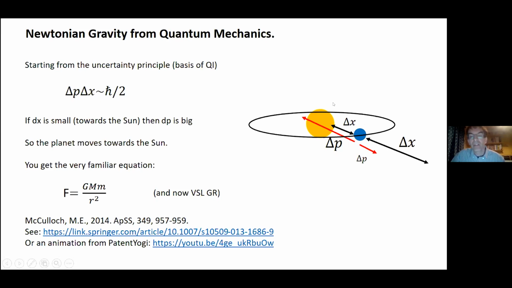So you can put these values into Heisenberg's uncertainty principle, and whenever dx is small, dp is going to be large, the uncertainty in momentum is going to be large. So this means that the Earth has a large uncertainty of momentum towards the sun and a small one away from it. So the Earth is going to move towards the sun, a bit like gravity. Well, it turns out that if you do the maths, you come up with Newtonian gravity. It's exactly the same. And I can report as well that in the past week, I've now derived in the same way a variable speed of light version of general relativity as well by this method.